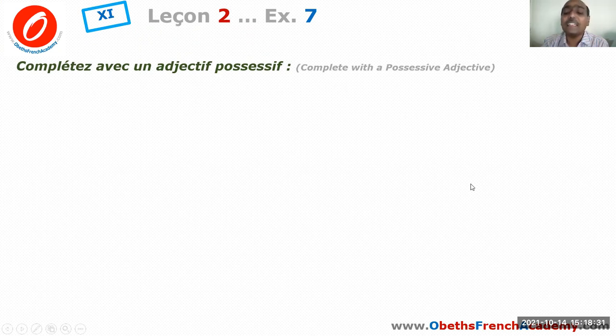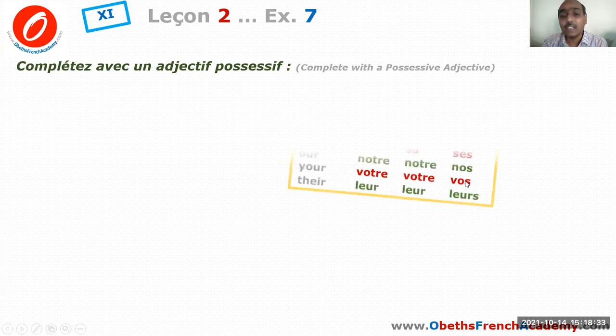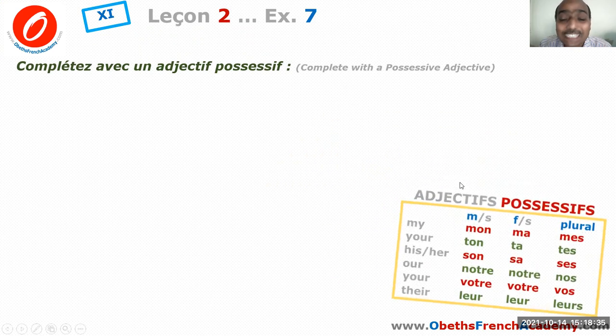Now let's do some revision and find out what the possessive adjectives in French are. In English, my. But in French, if the noun is a masculine singular noun, your my will be MON. If the noun is a feminine singular noun, your my is going to be MA. And if the noun is in the plural form, your my is going to be MES.